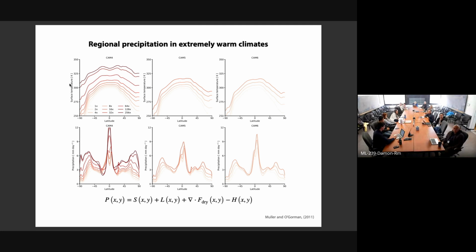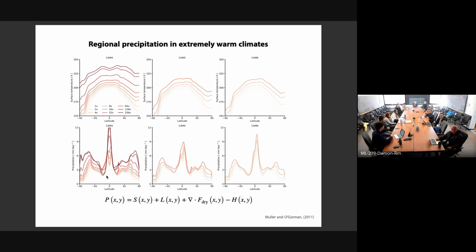And so if you look at these simulations from CAM 4, 5, and 6, on the top panel is the zonal mean surface temperature, and on the bottom panel is the zonal mean precipitation. I've just ordered these from 1 times, 2 times, all the way up to 256 times CO2. What's really neat here is that at these extremely warm climates, there's very little meridional temperature gradient. That would imply very little dry static energy flux towards the polar regions, and so your precipitation is probably going to be balanced by these radiation terms.